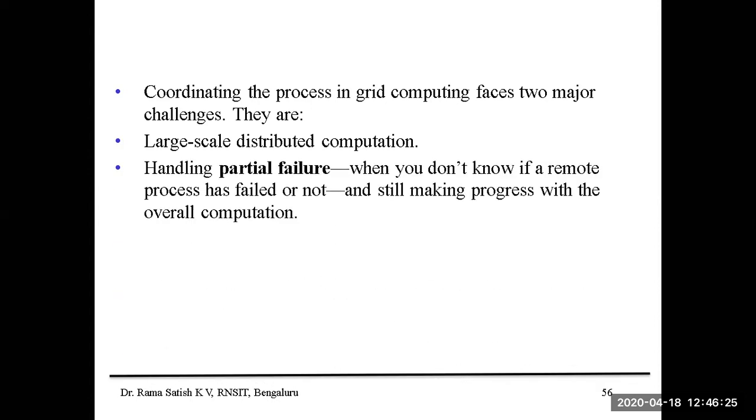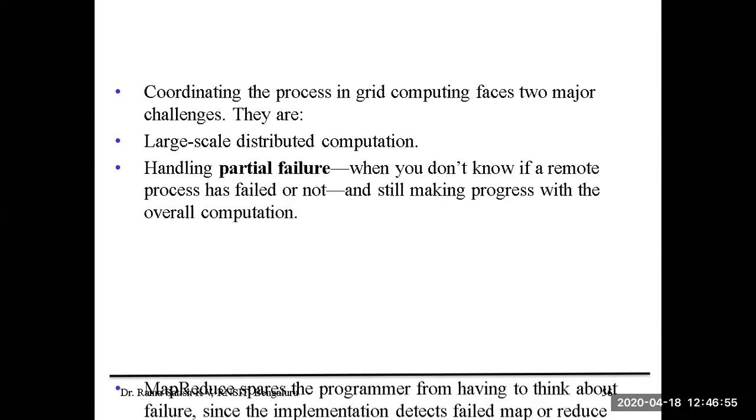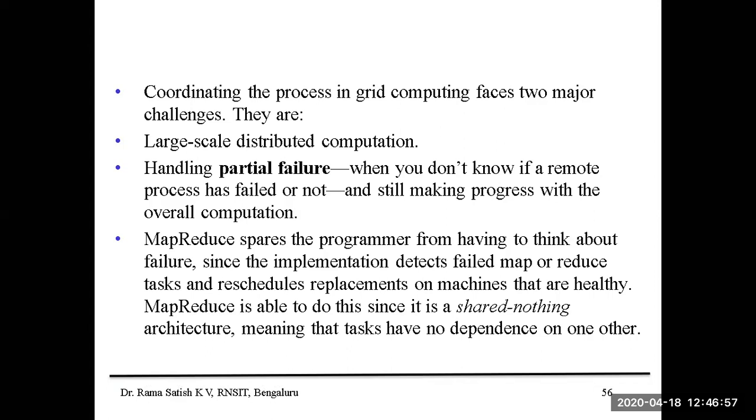And if something goes wrong in grid computing, it can only handle the failures partially. Handling partial failure: you don't know if a remote process has failed or not, yet it still makes progress with respect to the overall computation. That is another big problem with grid computing. And MapReduce spares the programmer from having to think about failure.